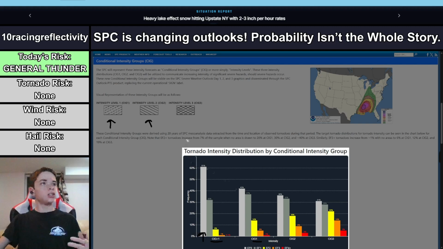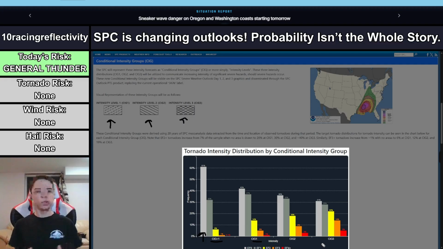Finally, we've got CIG3, as seen by this hatching here. You've got EF0 and EF1 have both decreased again, and then you've got EF2, EF3, and EF4 plus have increased again, just like CIG2. You've got EF2 going from 18% up to 22%. You've got EF3 going from 9% up to 14%. And then finally, you've got EF4 making a good jump again from 3% to 5%.